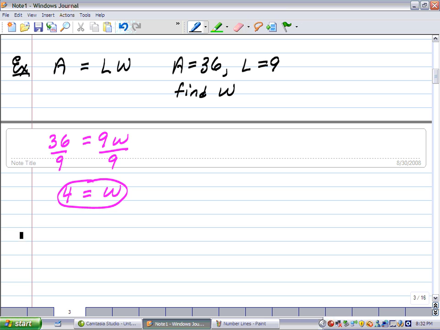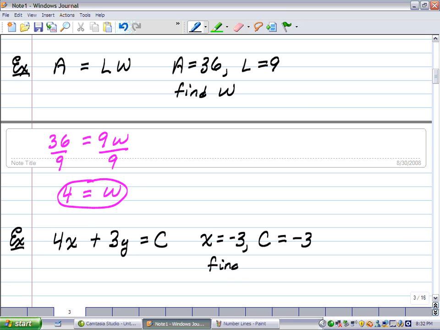Okay, let's maybe do one more of those. And we won't mention what this formula is for. We'll just say that 4x plus 3y equals c, and that we know x is negative 3, and we know c is also negative 3. So let's find out what y is.